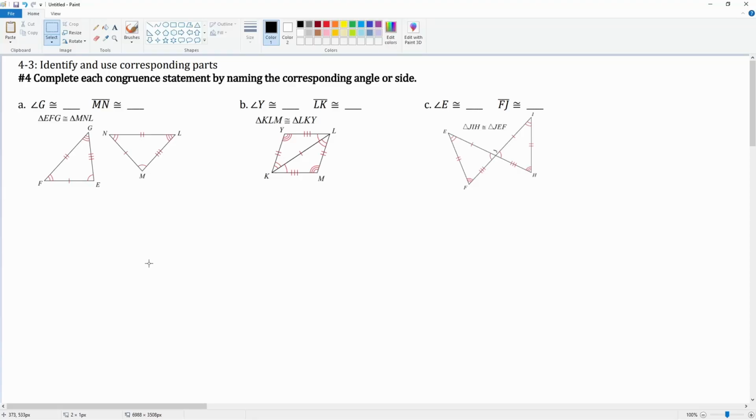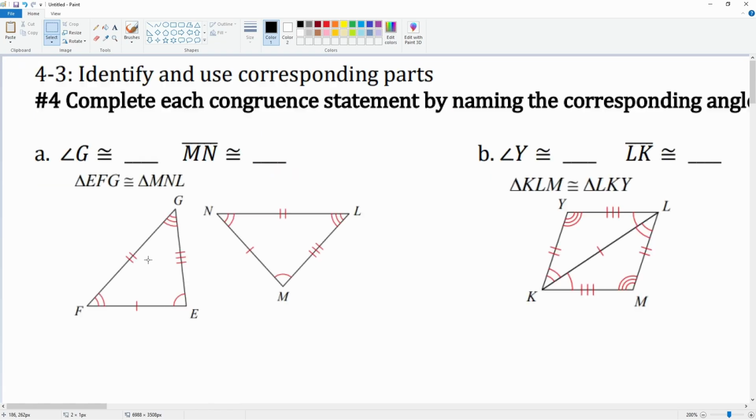This is 4-3. You're going to identify and use corresponding parts. Number 4, you're going to complete each congruency statement by naming the corresponding angle or sides. Let's look at A. What we have here is already the statement telling us that triangle EFG is congruent to triangle MNL. So what is angle G congruent to?